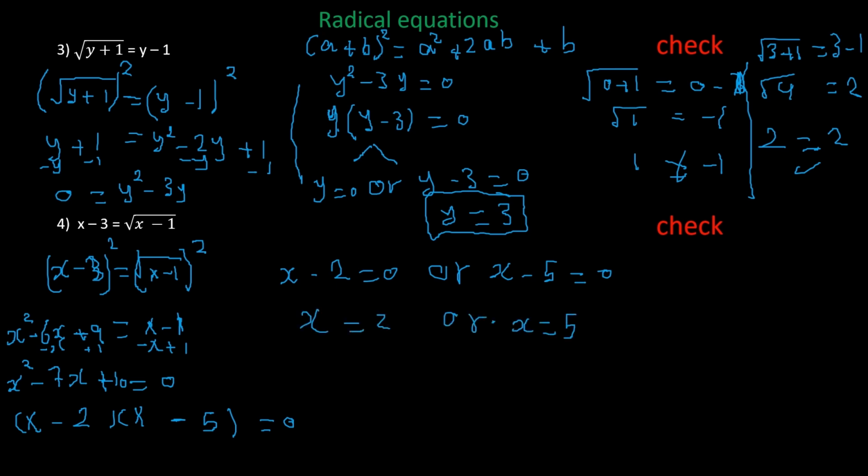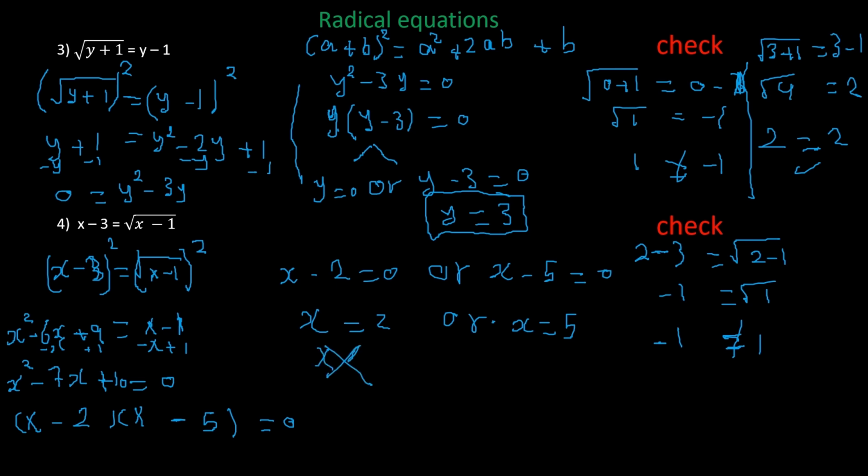And then we have to check the answers. Let's check number 2. Substituting 2 in the equation, the first one would be 2 minus 3 equals the square root of 2 minus 1. In this case, it will be the square root of 1, and 2 minus 3 equals negative 1, and here is 1. So, of course, negative 1 doesn't equal 1, so this solution is refused. x equals 2 can't be.